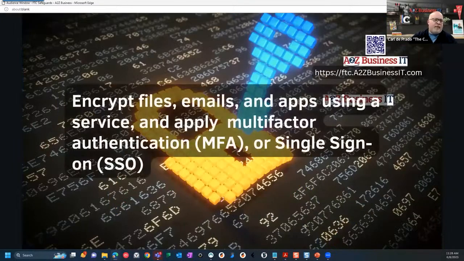The other part, and everybody falls under this, whether you're above or below 5,000 records, is that you're going to need to encrypt your files and emails. What do I mean by that? Not all emails, but anything that contains what we call non-public financial information from your clients or your employees. You're also going to need to apply multi-factor authentication, or single sign-on, a control so that passwords alone are not enough for somebody to gain access to the system.